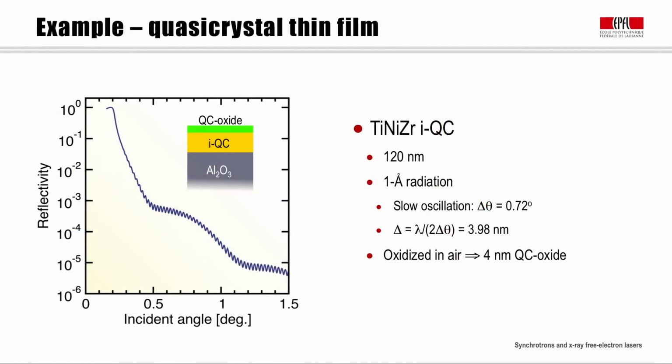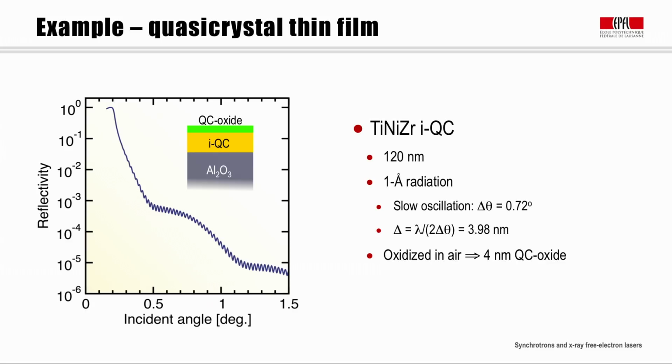A simple illustrative example is shown here. A quasi-crystalline alloy of titanium nickel zirconium was grown on an atomically flat sapphire substrate to a thickness of approximately 120 nanometers. This was then measured some days later, and in the intervening time, the film had been exposed to air at room temperature and pressure.